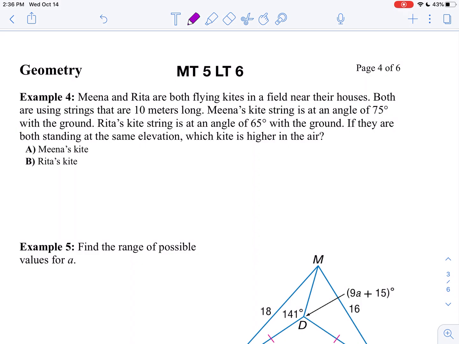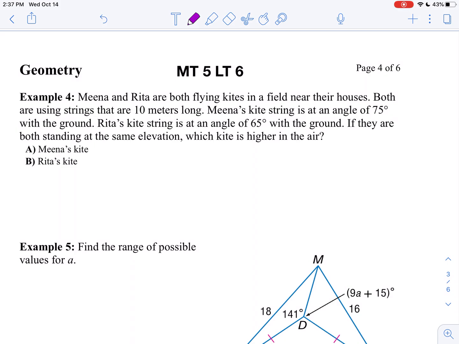On example 4, we're told that Mina and Rita are both flying kites in a field near their house. Both are using strings that are 10 meters long. Mina's string is at an angle of 75 degrees with the ground. Rita's string is at an angle of 65 degrees with the ground. If they're both standing at the same elevation, which kite is higher in the air?